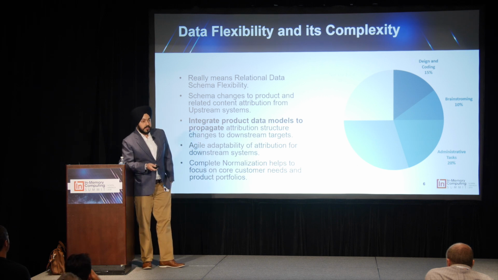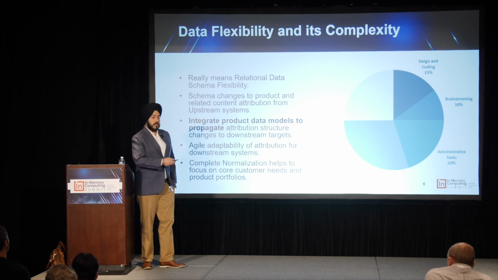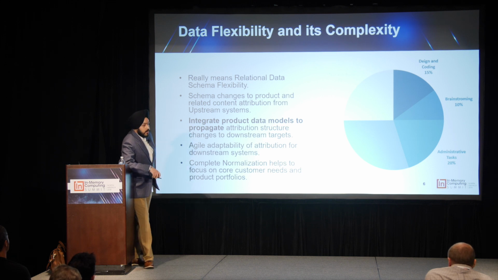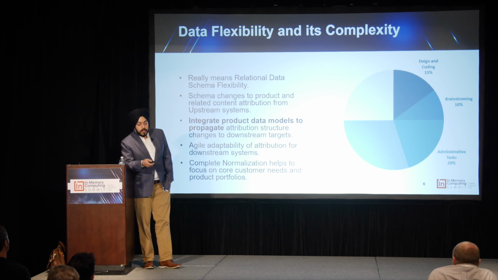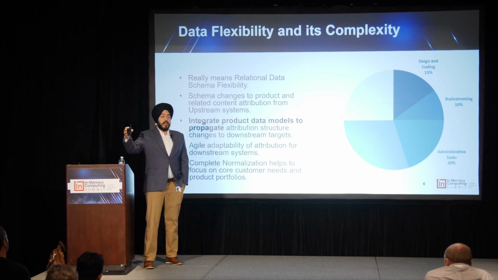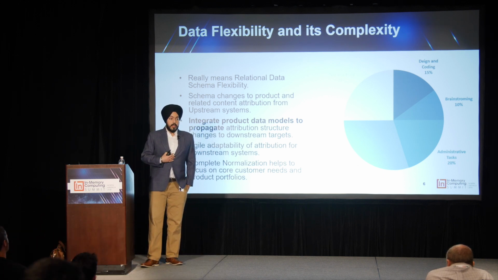So this means a lot of complexity in our systems, and also a lot of complexity in the amount of data that we store and the attribution of the data. So how do we solve it? One of the ways that we thought of figuring this out is by looking at data flexibility. We said, well, if we could figure out a way to integrate our product data models in a very normalized way with our downstream applications, business can continue to add new products with newer attributions in every release.